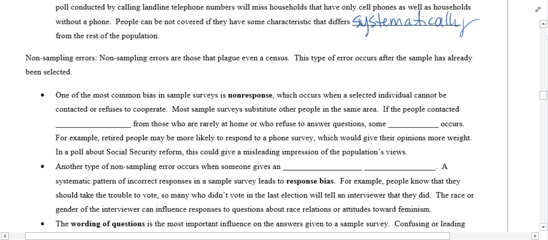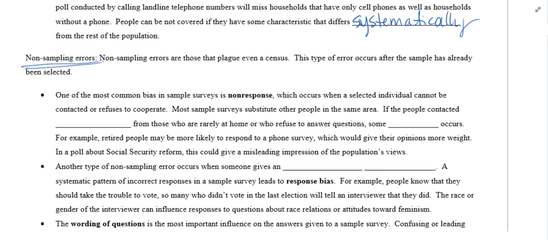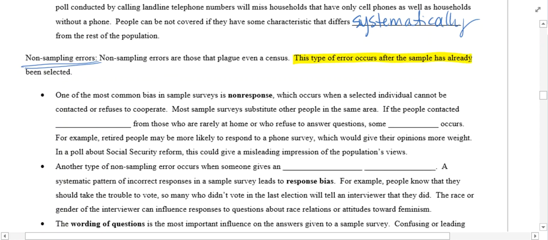All right, non-sampling errors. So this is the other type of error. So we have sampling errors and then non-sampling errors. The error occurs not at the time of sampling. Non-sampling errors are those that plague even a census. This type of error occurs after the sample has already been selected. So there's not a problem with who was selected, it's a problem after that.